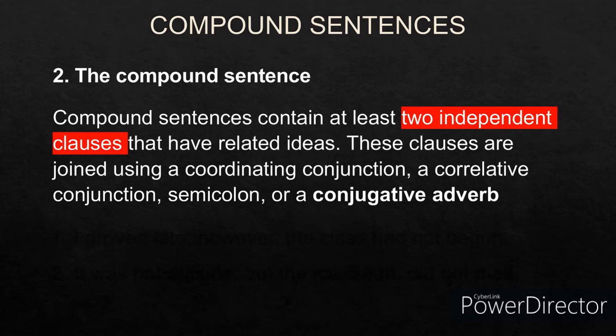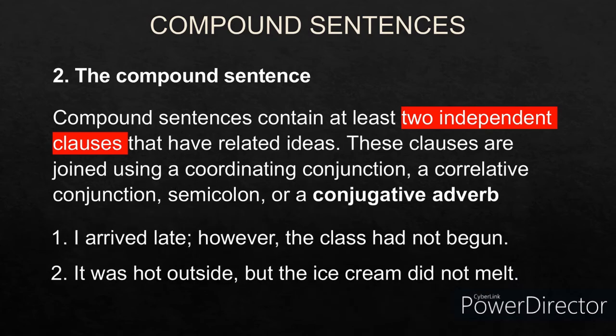So for the coordinating conjunctions, you have to remember FANBOYS. So F is for, A is for and, N is for nor, B is for but, O is for or, Y is for yet, and S is for so. Or a semicolon or a correlative conjunction like neither nor, either or, and so on. Let us have a look at the examples.